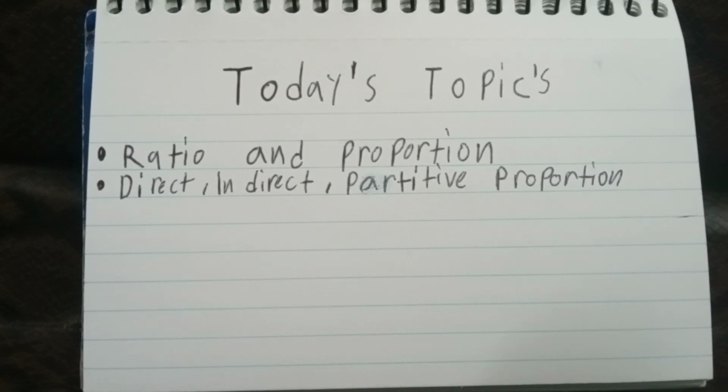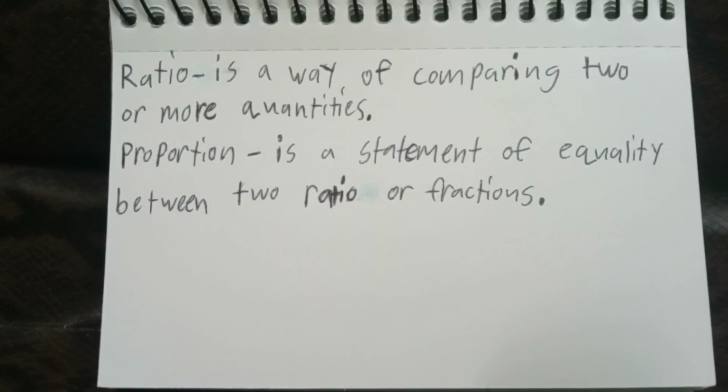For today's topics, we will be having ratio and proportion, direct, indirect, and partitive proportion. So let's start first by identifying the meaning of each term. So let's start first with ratio. Ratio is a way of comparing two or more quantities. And proportion is a statement of equality between two ratios or fractions.